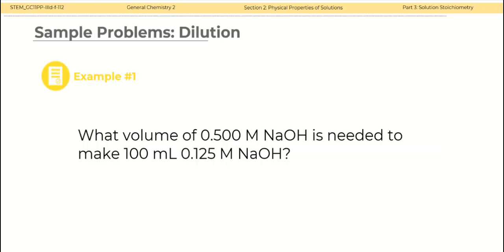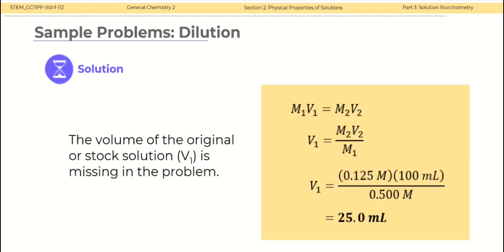Example 1. What volume of 0.500 molar sodium hydroxide is needed to make 100 milliliters of 0.125 molar sodium hydroxide? The volume of the original or stock solution is missing in the problem. To solve for this volume, we will use the equation M1V1 equals M2V2. Solving for V1, we have V1 equals M2V2 divided by M1. Substituting the given values, we get V1 equals 25 milliliters.